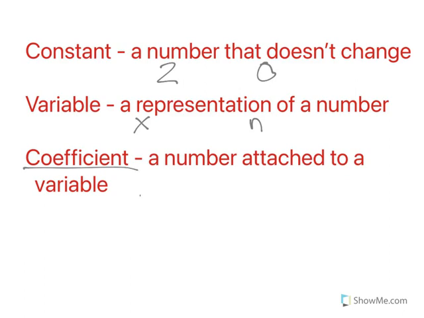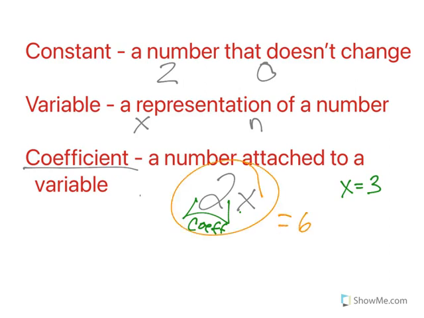And then the coefficient is the number that is attached to a variable. So if we have something like 2x, this is the coefficient. We can't call it a constant because we don't know what x is. In this case, if x is 3, then this entire piece would have a value of 6 because 2 times 3 is 6. So the coefficient just talks about the number that is in front of the variable.